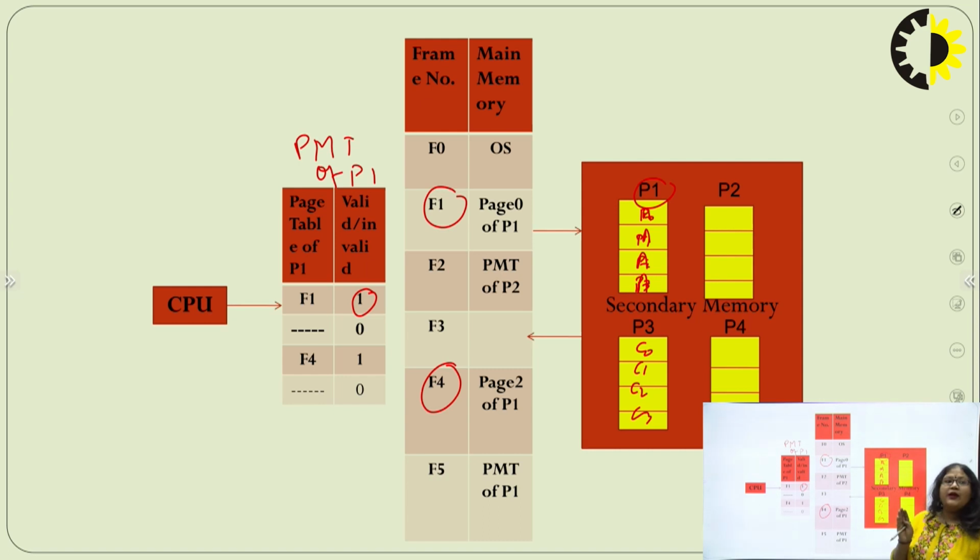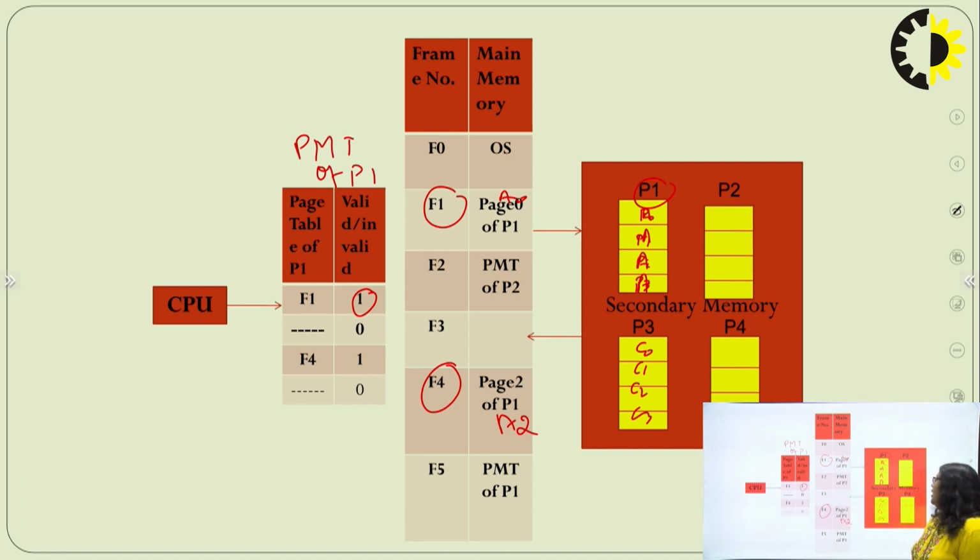In this particular example, frame 1 stores page 0 of P1, that is basically A0 of P1. And F4 stores page 2 of P1, that is A2. So A0 and A2 were demanded by the user, so we stored only these pages in the main memory.